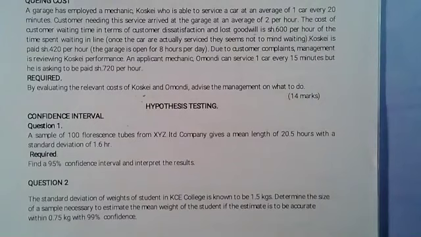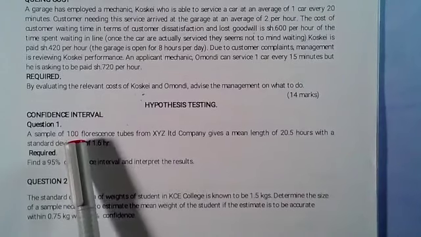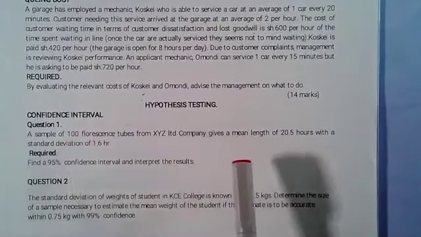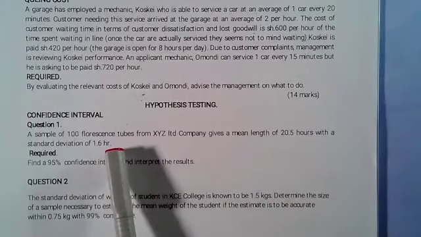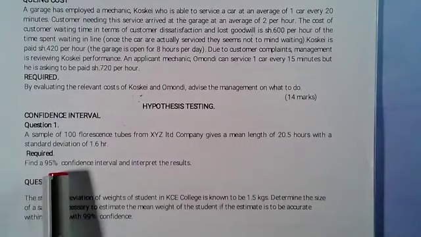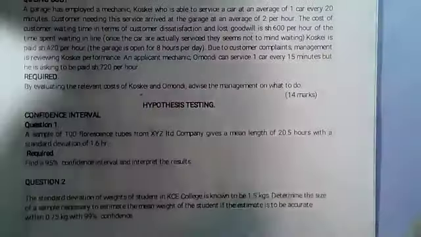We are doing question number 1. A sample of 100 fluorescence tubes from XYZ Limited company gives a mean length of 20.5 hours with a standard deviation of 1.6. So we have n, the sample size, is 100, our X bar is 20.5, and the standard deviation is 1.6. Required: find a 95% confidence interval and interpret the result. So how do we get that?